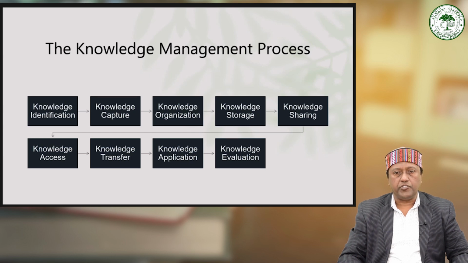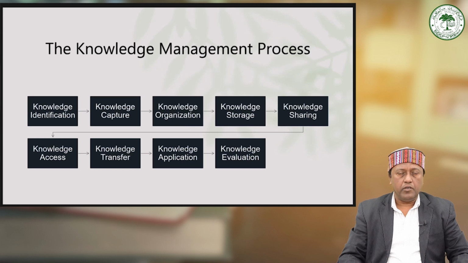Ultimately, the goal of knowledge management is to apply knowledge effectively to solve problems, make decisions, and achieve organizational objectives. This requires creating mechanisms and processes for applying knowledge in decision making, problem solving, innovation, product development, customer service, and other areas of the organization.